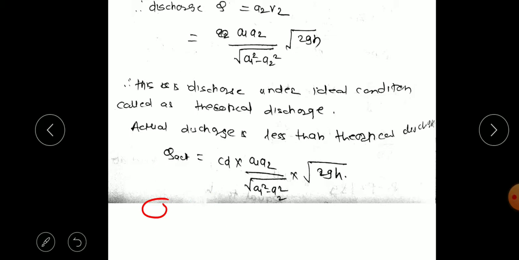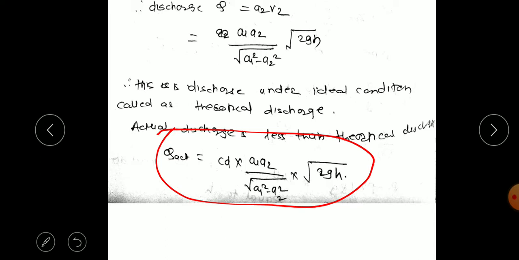The coefficient of discharge is calculated experimentally for the venturimeter. There is an experiment to determine the coefficient of discharge through the venturimeter. So we get the important formula: Q actual is equal to CD A1 A2 over the square root of A1 square minus A2 square, times the square root of 2GH. From this we can find the discharge through the venturimeter. So this is the formula.